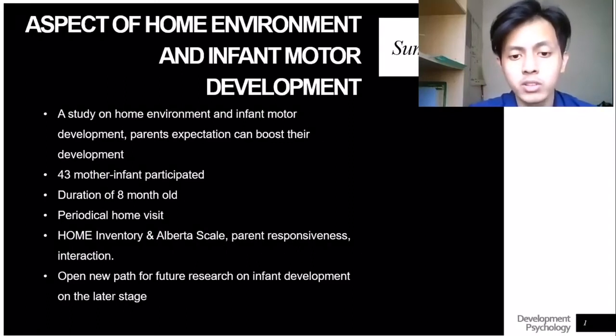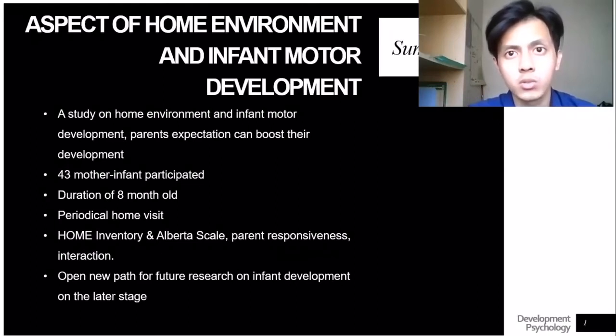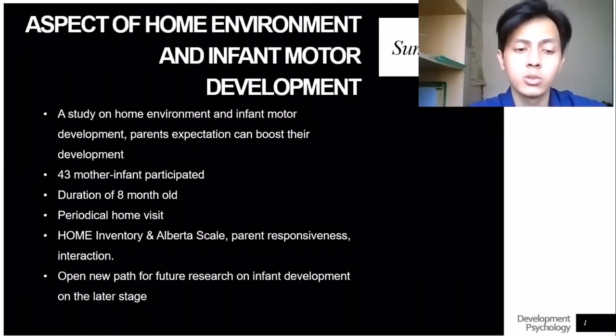to record the parents' responsiveness towards the child and to see the interaction between them. And they also did a score test based on the activities of their child to see how fast they could develop in terms of crawling, sitting, walking, standing, something like that. And to do so, they did periodical home visits, and the therapists recorded the data to collect the results of the study.